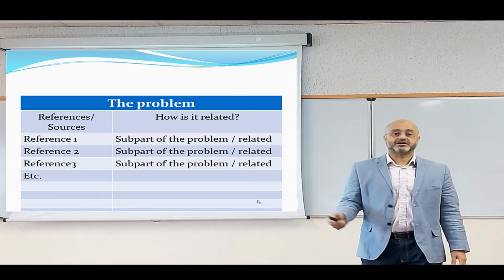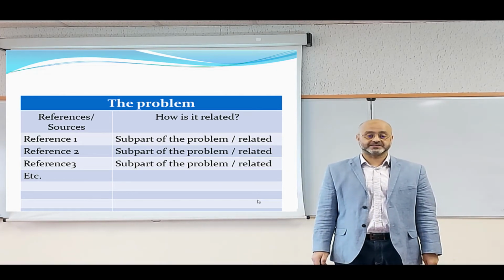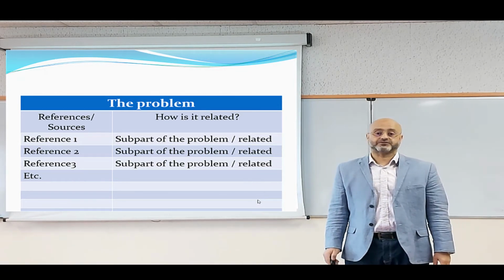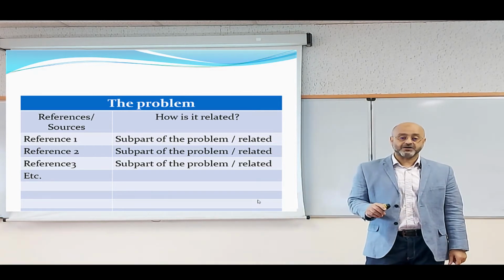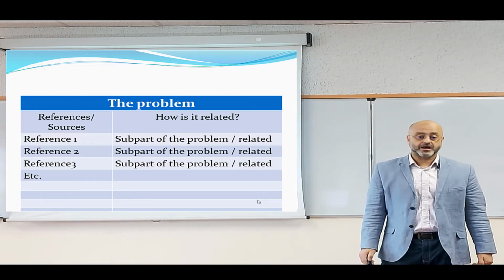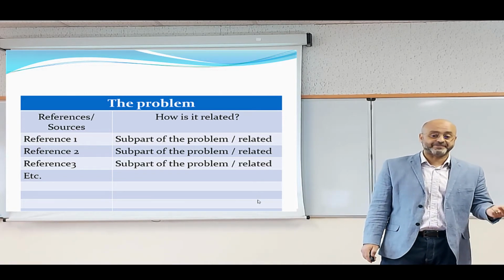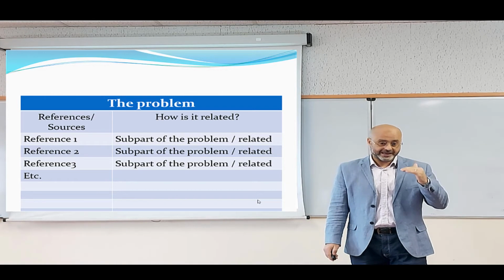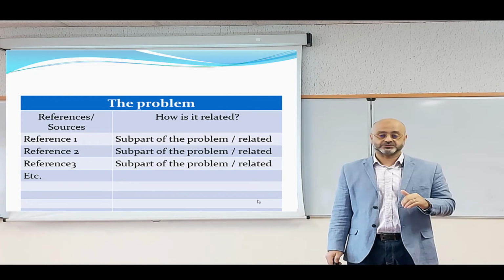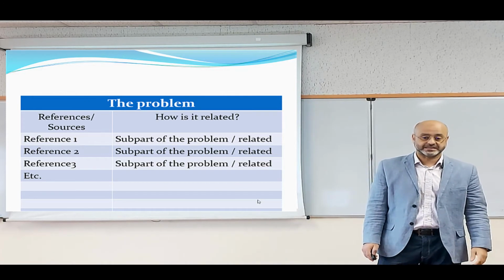On the right side of your paper, you have to answer the big question: how is my reference related to my problem? So we take reference 1, for example, and see how it is related to one of my sub-problems. You can find a reference which is related to one sub-problem or 2 or 3, it depends. So you have each time to say exactly how this reference is related to your sub-problem and state that in a simple phrase. You don't even need to write full sentences.